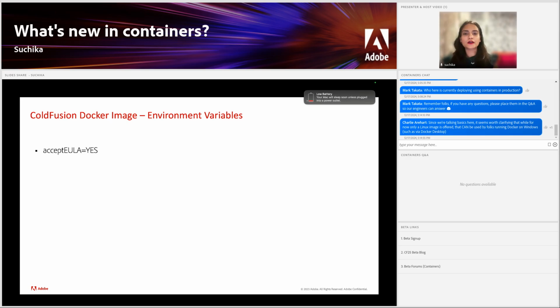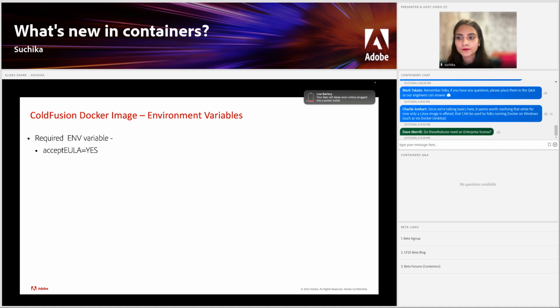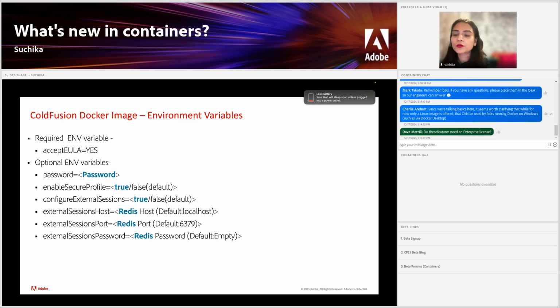Then let's quickly look at the environment variables that we support with the ColdFusion Docker image. The first environment variable is accept EULA, which is a required one. You definitely have to define this when you're bringing up your ColdFusion Docker image. All the other environment variables available are optional, right? We'll quickly look at what all environment variables are available.